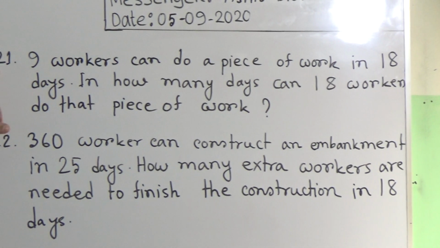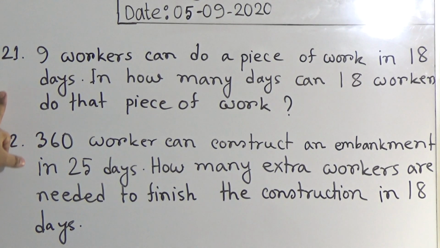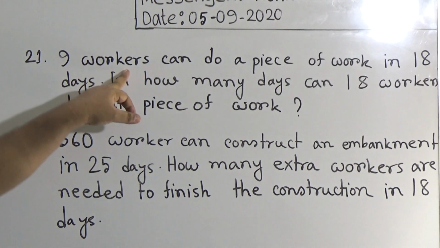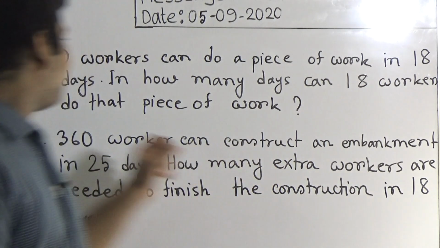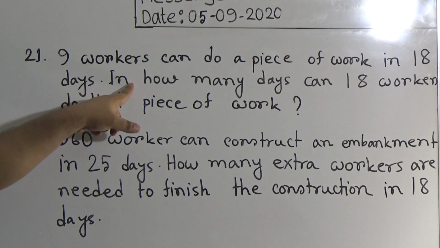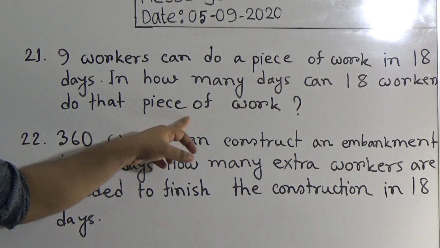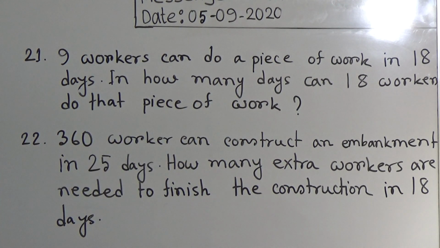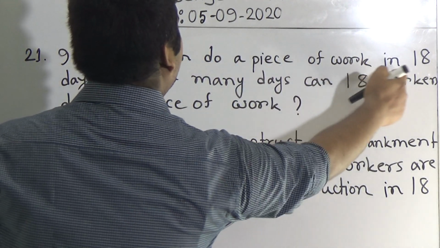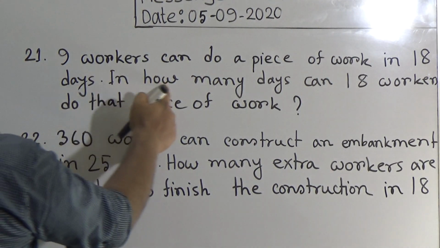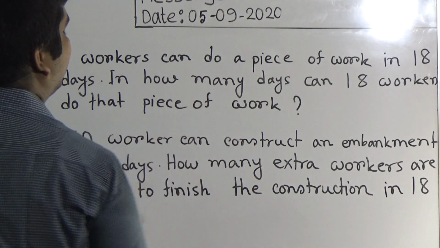At first, we shall solve question number 21. Before starting to solve, at first we read the question. My dear students, let us read. 9 workers can do a piece of work in 18 days. In how many days can 18 workers do that piece of work? I repeat, 9 workers can do a piece of work in 18 days. In how many days can 18 workers do that piece of work?